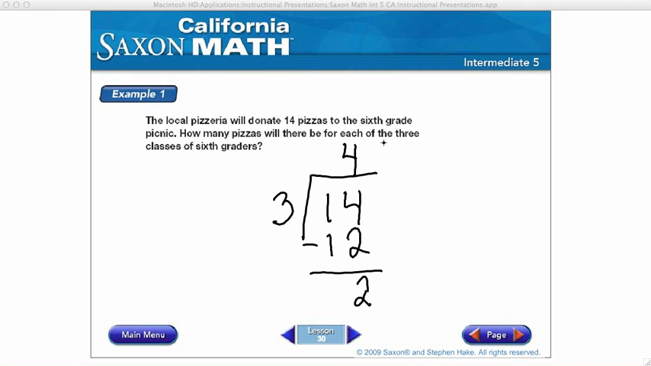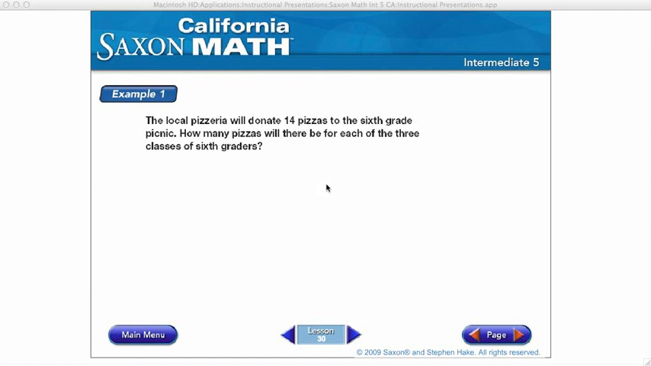But we know, because we've learned, that instead of having a remainder, I can turn that into the numerator of my fraction. My divisor is my denominator. And they each get 4 and 2 thirds pizzas. Okay, you can do this either way. You can draw the picture, you can do the algorithm, which is this process right here, the division. I will leave it up to you. Okay, let's go on to example 2.